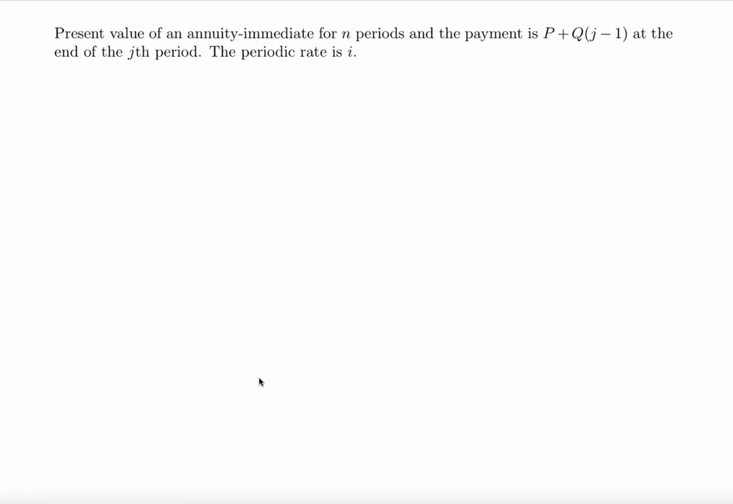So to find the present value of an annuity immediate for n periods, I just want to draw what the timeline would look like. You're paying P dollars here, and this would be P plus Q, P plus 2Q, and so on, however many you had. So if there's n periods, it'd be P, this is 0, 1, so it'd be P plus (n minus 1)Q.